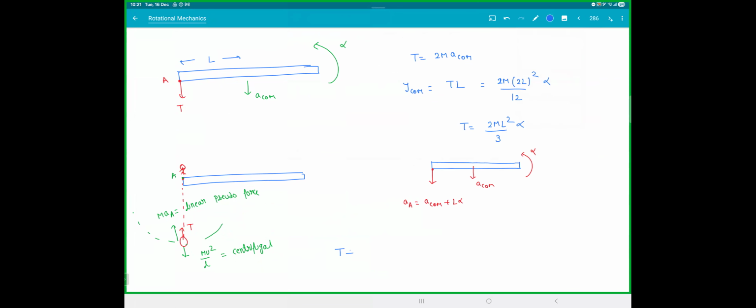Therefore, you get tension plus m into acceleration of A will be mu square by L. But what is acceleration of A? M into ACOM plus ml alpha. That will cancel out.